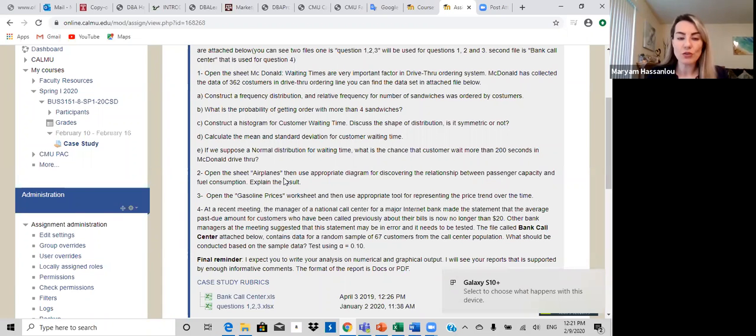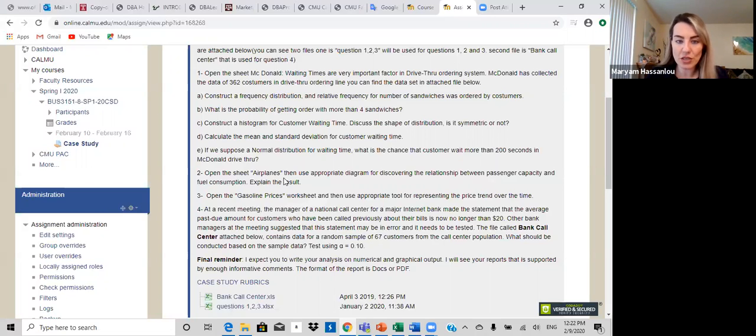So you need to open the Excel file question 1, 2, 3. For question 1, you need to work on your first worksheet, the McDonald's worksheet. After doing these calculations, the second worksheet in your first Excel file would be the airplane. I expect you to find the relationship between 2 variables. The scatter diagram is a helpful method for finding the relationship between 2 variables. You need to select your variables and then find the relationship between them using the scatter diagram.